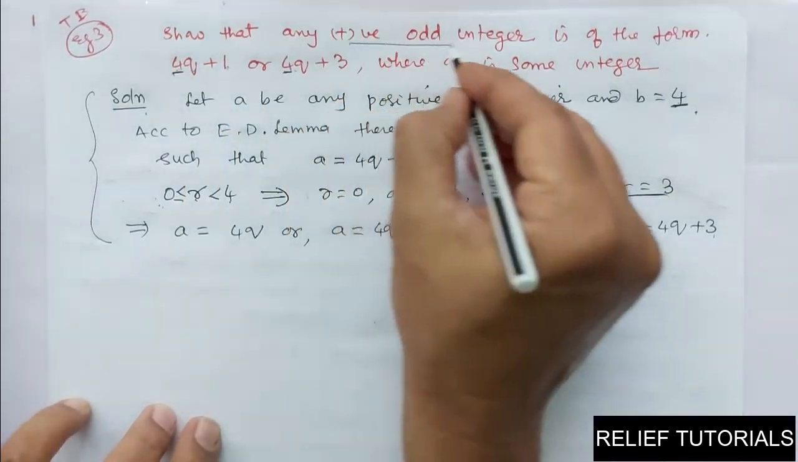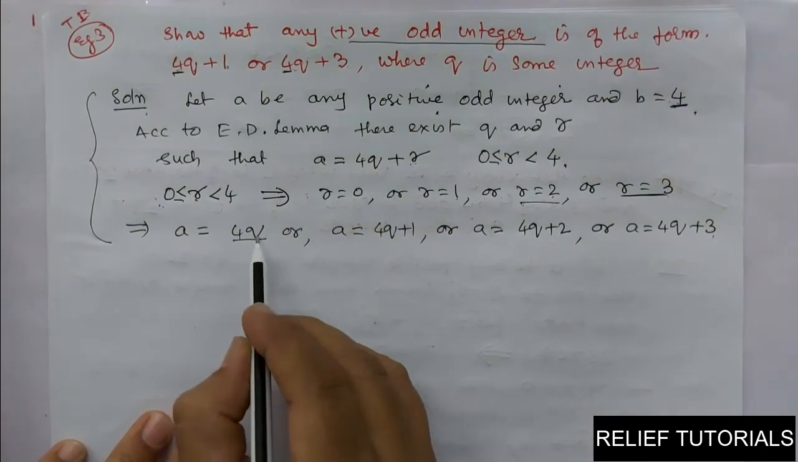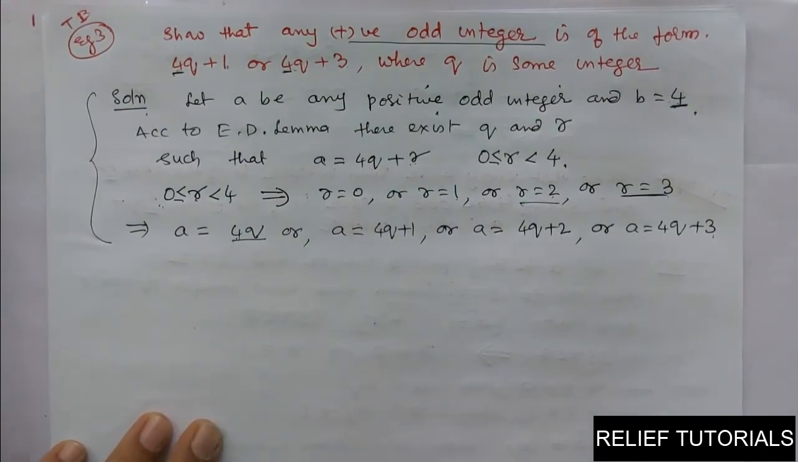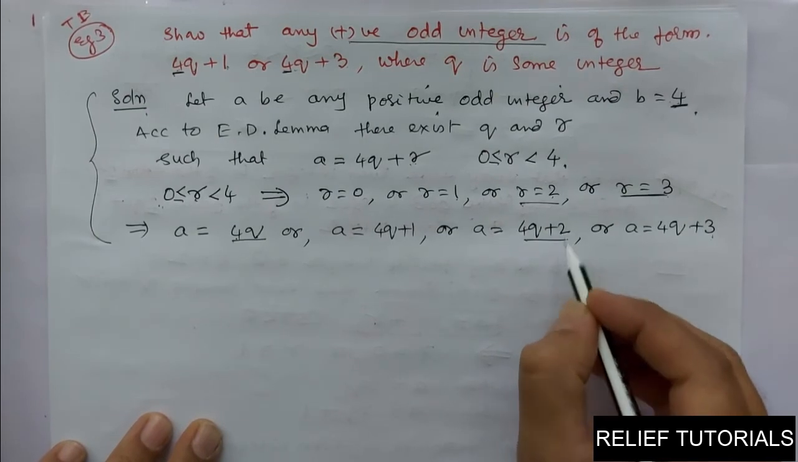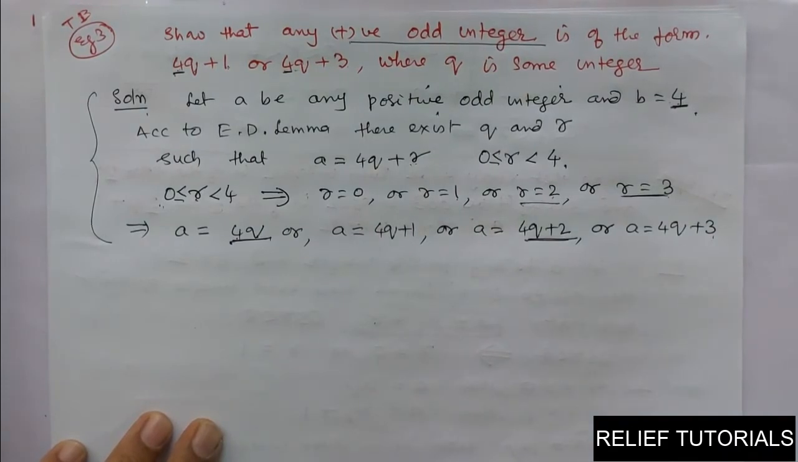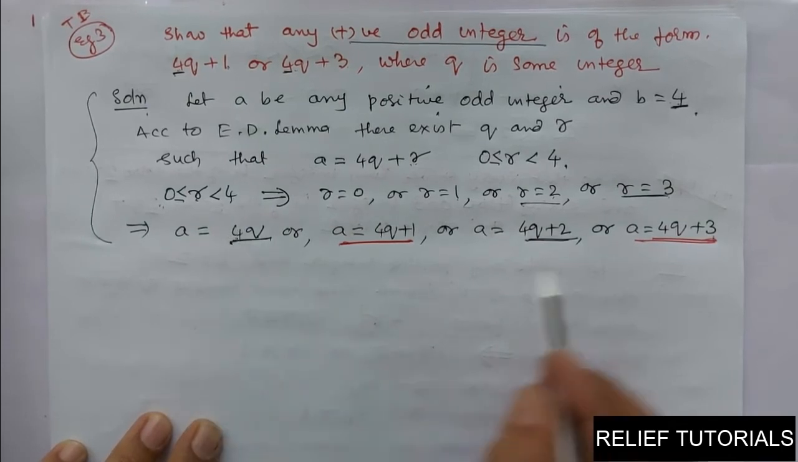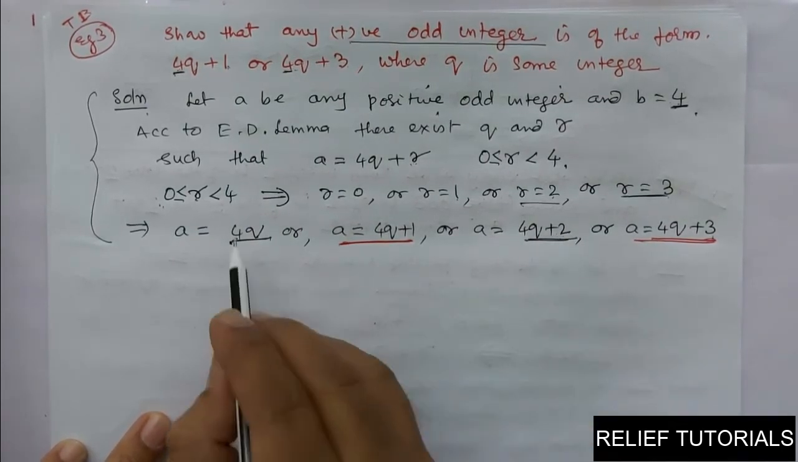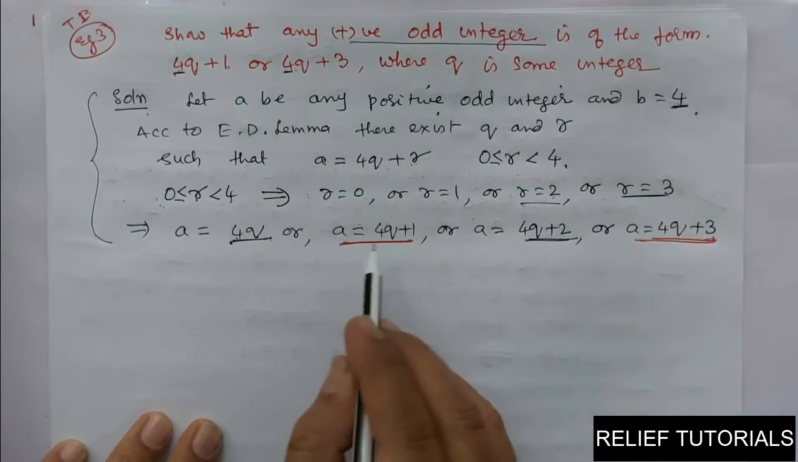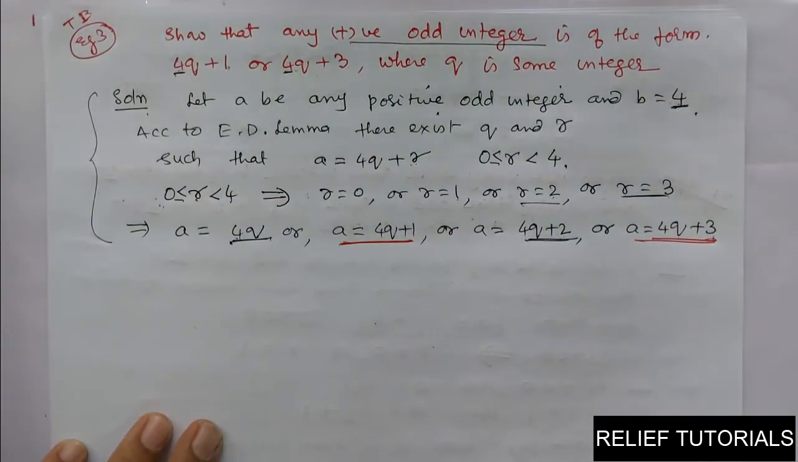Now what is given? A is an odd integer. What do you mean by 4q? When you multiply any integer with 4, you will get an even number. And when you add 2 to that even number, it will be further even. So these two are even and these two are odd. Clear or not? So it is of the form 4q plus 1 and it is of the form 4q plus 3. Have you got it or not?